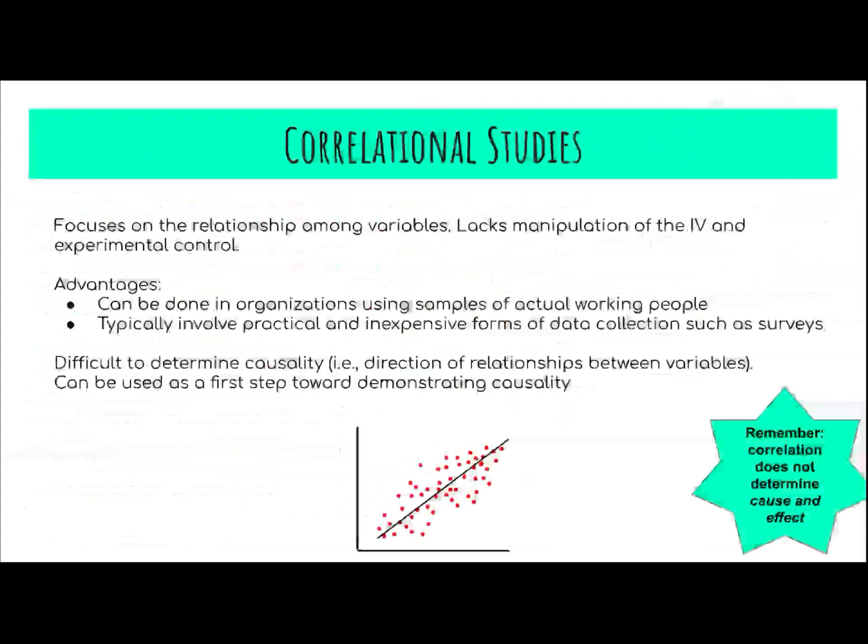The advantages of a correlational study is they can be done in organizations using samples of actual working people. We can collect the data without having to manipulate anything. We just observe and mark it down. Typically, it's practical and cheap to do and can be done using surveys. However, the downside of correlation, like I mentioned, is you can't use it to determine causality. It doesn't tell you which variable causes the other one.